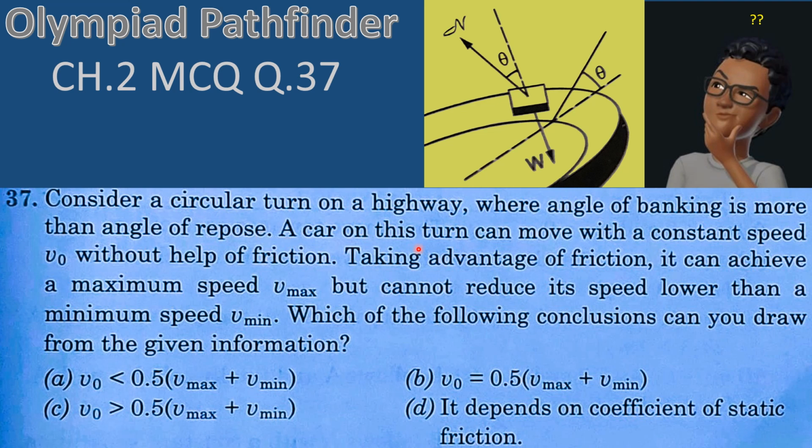A car on this turn can move with a constant speed V0 without help of friction. Taking advantage of friction, it can achieve a maximum speed of Vmax, but cannot reduce its speed lower than a minimum speed Vmin. Which of the following conclusions can you draw from the given information? There are four choices. We have to select the correct choice. Let us solve this question.